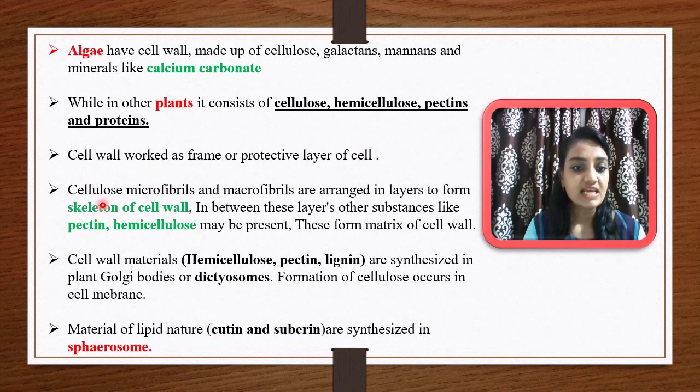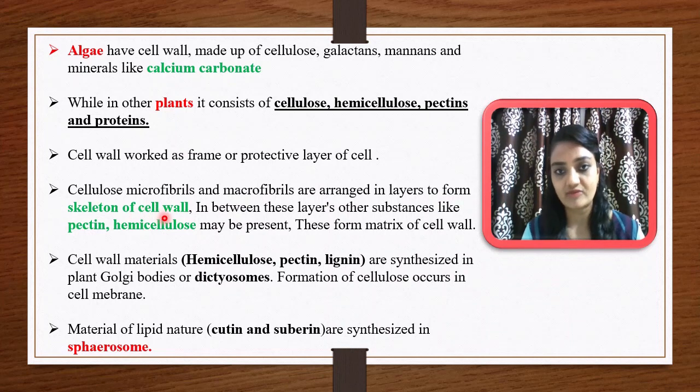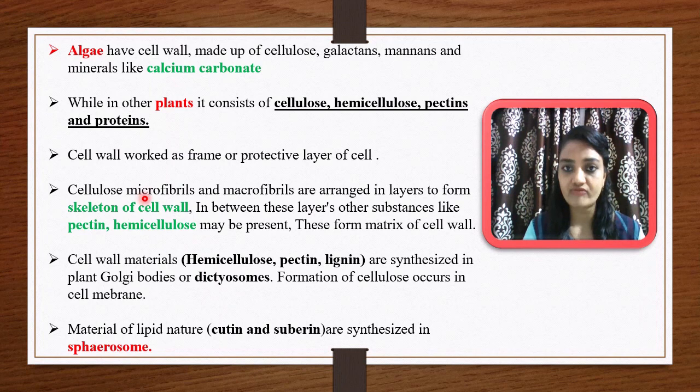plant cell. Cellulose microfibrils and macrofibrils are arranged in layers to form the skeleton of the cell wall. Okay, two types of fibrils, microfibrils and macrofibrils, together are arranged in the layers, and finally they form a skeleton of the cell wall. In between these layers, other substances like pectin and hemicellulose will be arranged or may be present. These form the matrix of the cell wall.